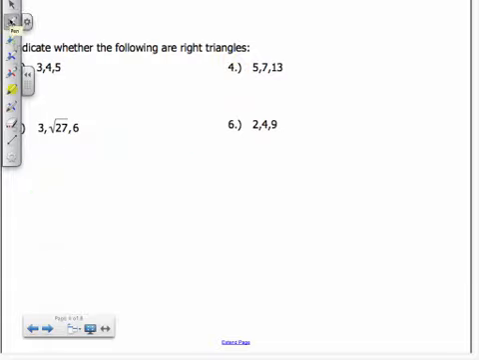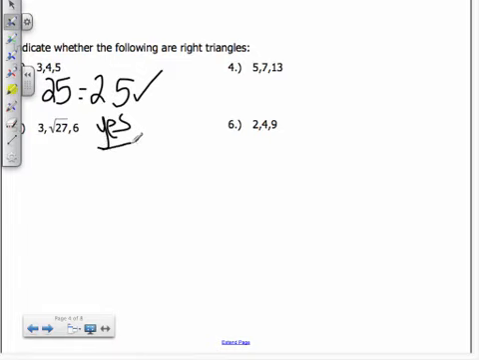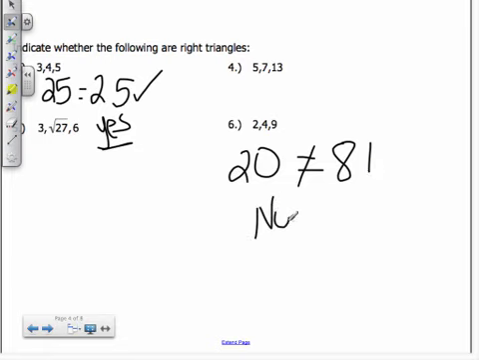So in question number 3, you should end up getting 25 equals 25, which is a true statement. Therefore, yes, it is a right triangle. Okay. And then in question number 6, you should end up getting 20 is not equal to 81, which is a false statement. So we're going to say no, this is not a right triangle.